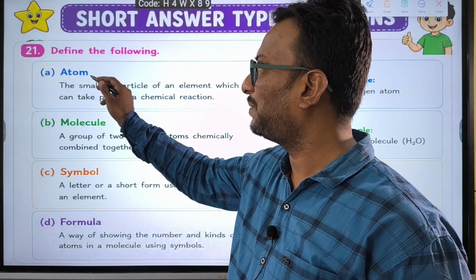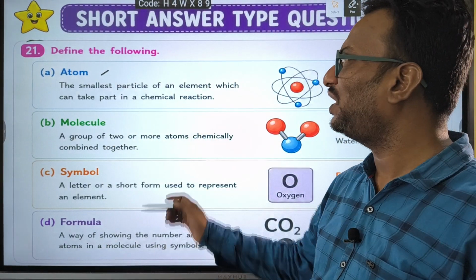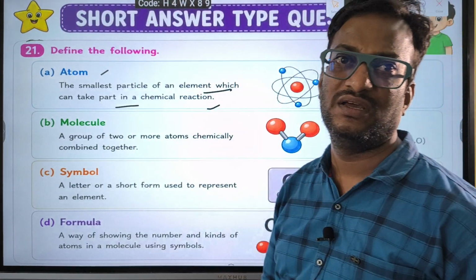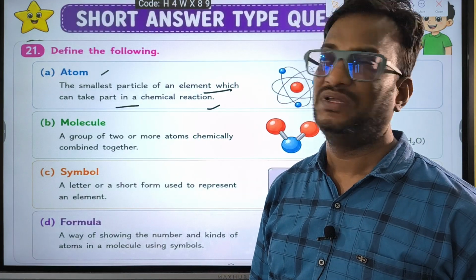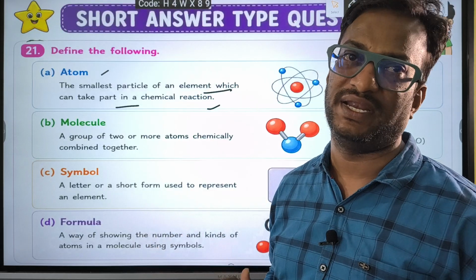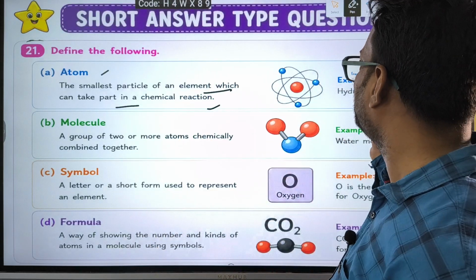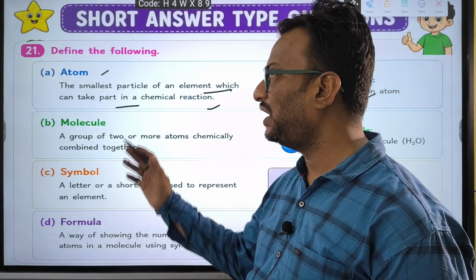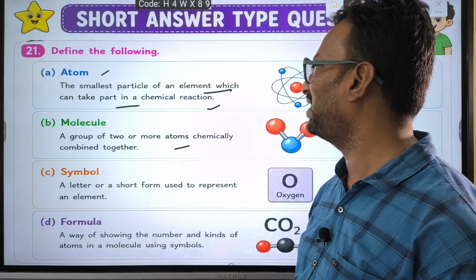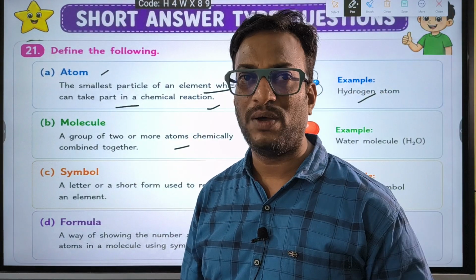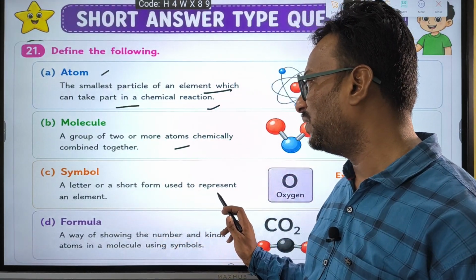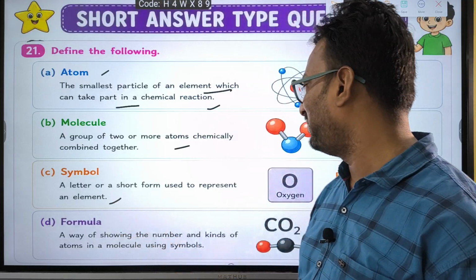Define the following. Atom. So what is atom? The smallest particle of an element which can take part in a chemical reaction is called atom. The atom may exist independently or may not exist independently. Example, hydrogen atom. Molecule: a group of two or more atoms chemically combined together is called molecule. Example, water molecule.